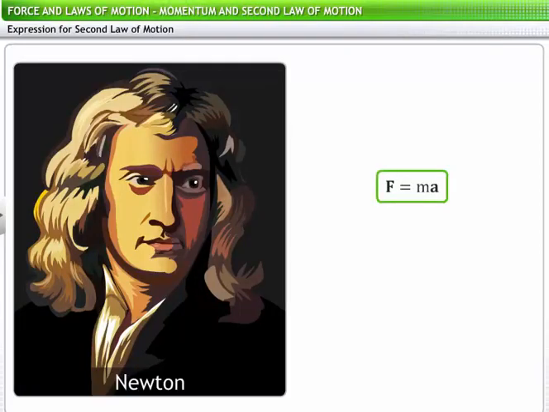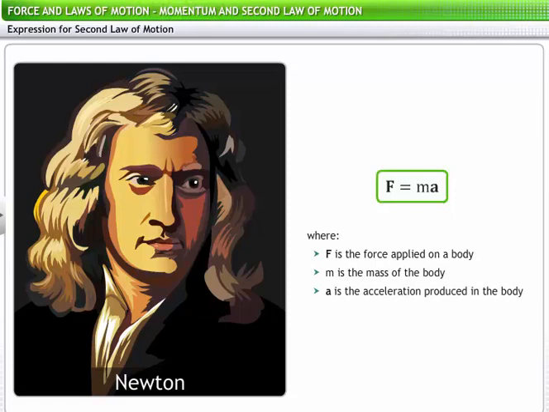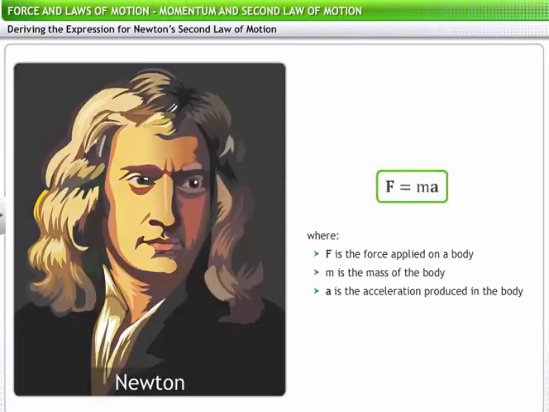Newton's second law of motion can be expressed mathematically as F is equal to ma, where F is the force applied on a body, measured in Newton in the SI system and in dyne in the CGS system. M is the mass of the body, and a is the acceleration produced in the body. Let's derive this relationship using an example.